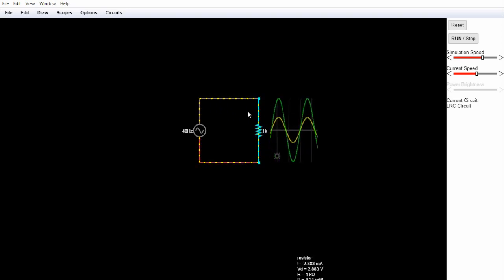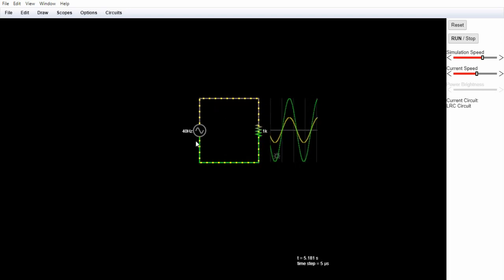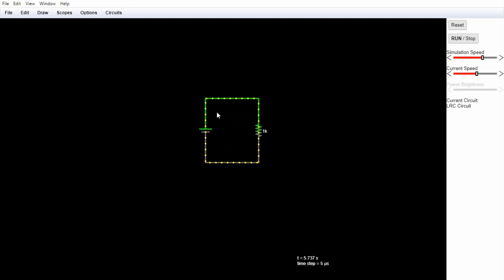Now here in this circuit you can see that we have an AC source of 40 Hz. This means that the electrons are moving forwards and coming backwards, and doing this process 40 times in a second. Okay, so as you can see, the electrons here are moving in one direction and they don't move in the other. Now this is also electricity, but this one is DC, or direct current.